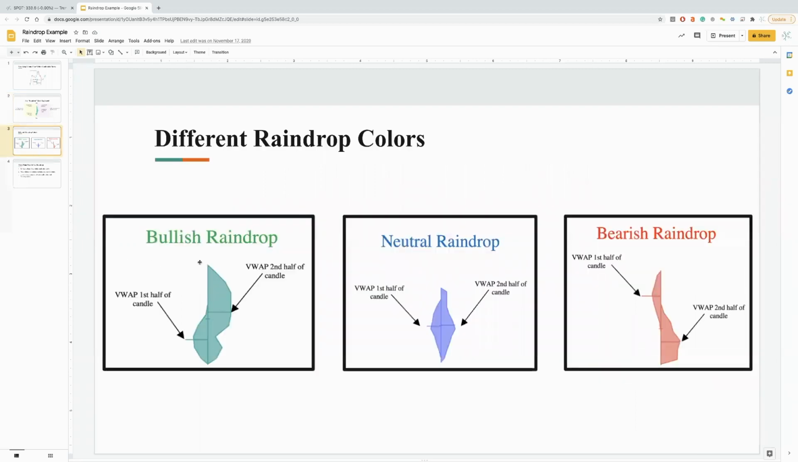So you have green raindrops, you have purple or blue raindrops, and you have red raindrops. When your volume weighted average price during the second half of the candle is higher than the first, it is going to be green. Similar to a regular price bar, if your close is higher than your open, it's going to be green. Neutral raindrop is going to be when your VWAP is equal on the first and the second half of the candle. So pretty much a volume weighted doji. And then the bearish raindrop is just going to be the opposite of the bullish, where your VWAP is lower during the second half of the day than it is during the first half.